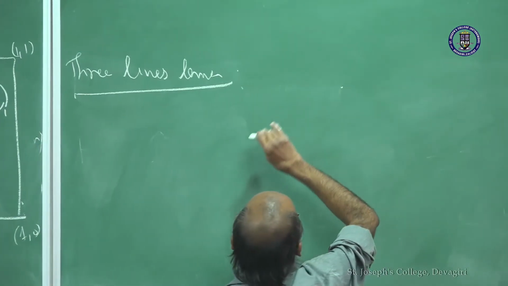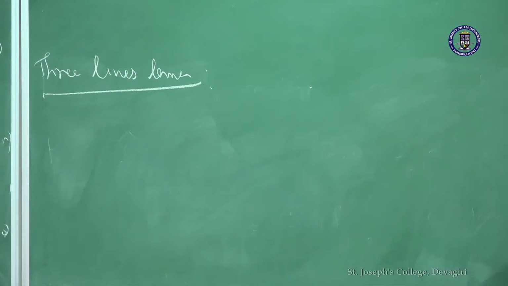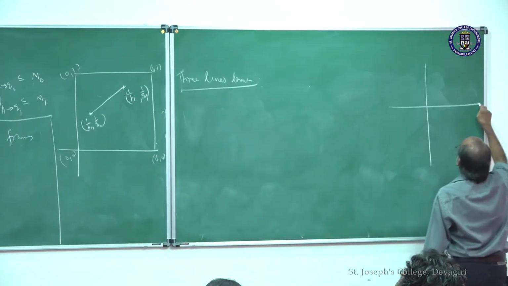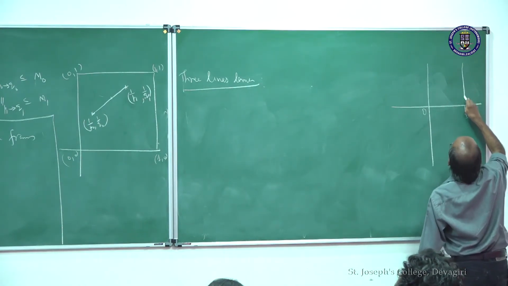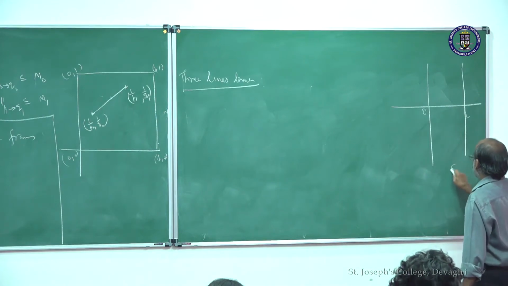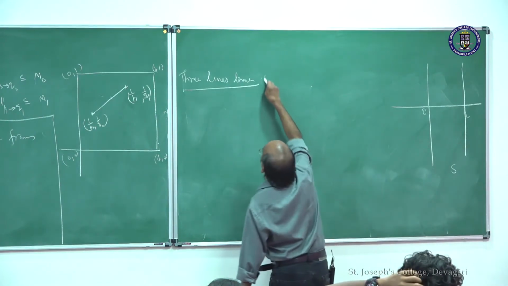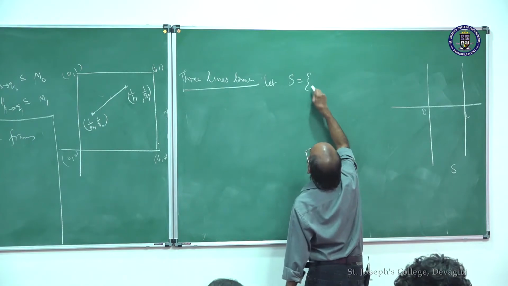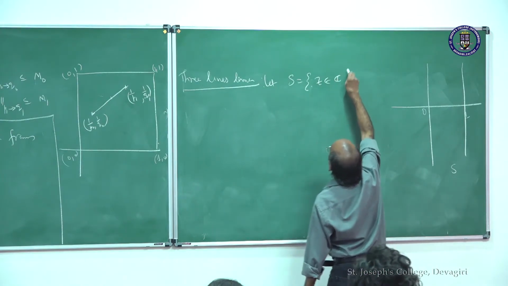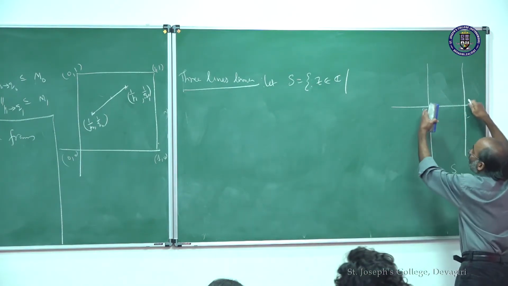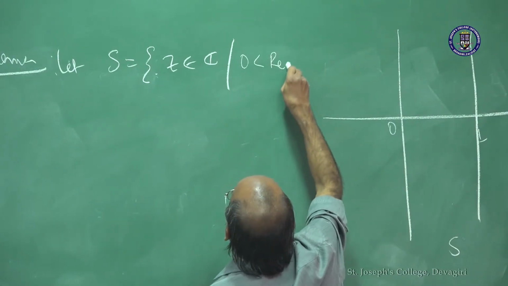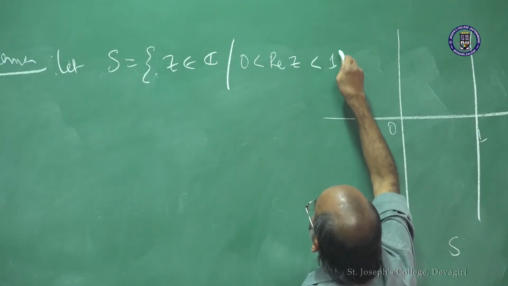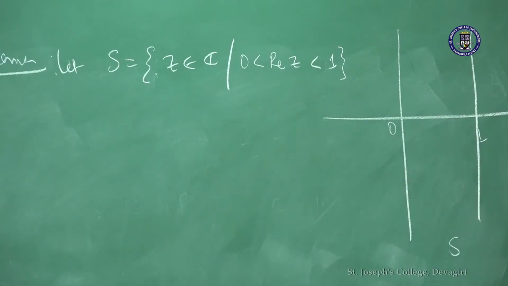Okay, so 0, 1. Let's look at this strip. Let's call the strip S. All those complex numbers whose real part is between 0 and 1. So, 0 strictly less than the real part of z, strictly less than 1. Right, this is a domain in the complex plane.